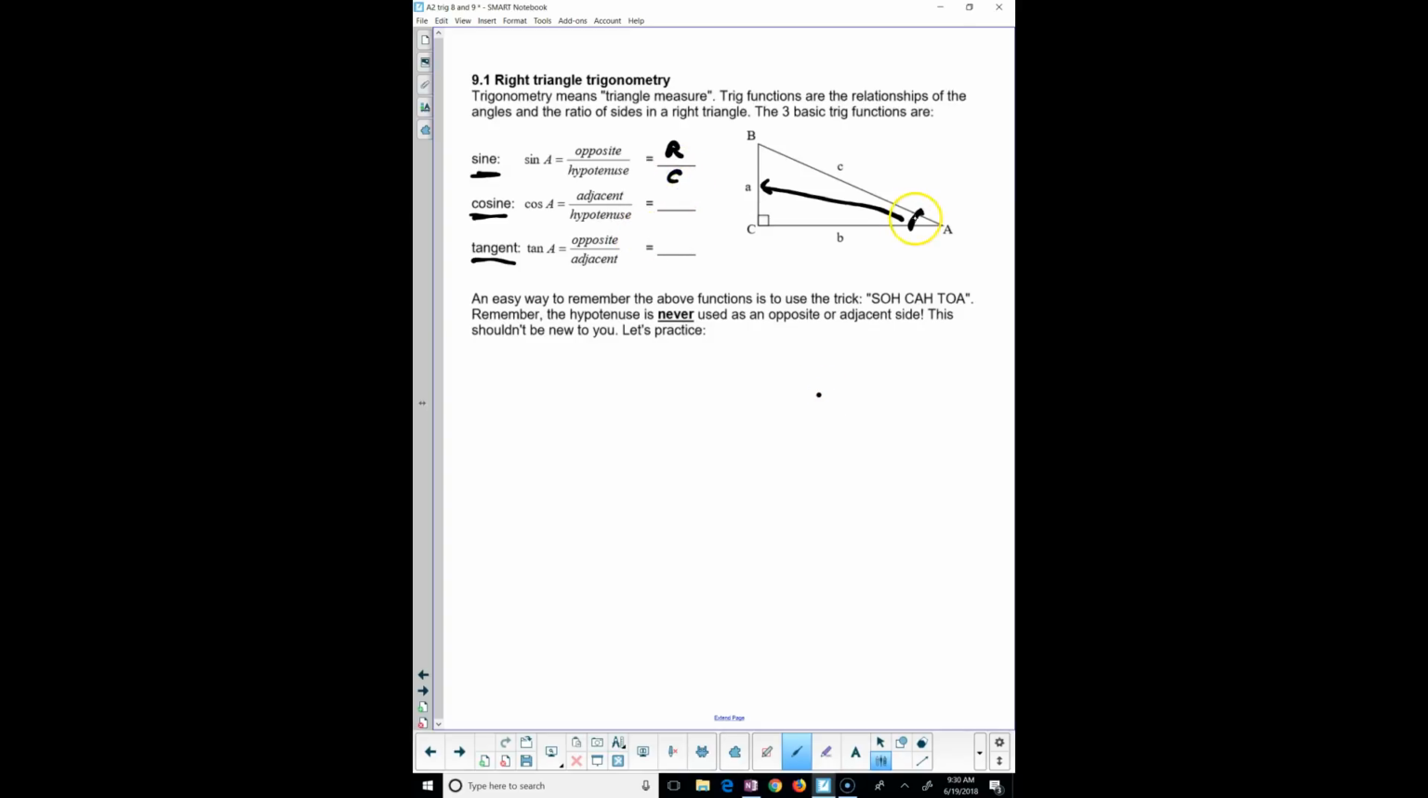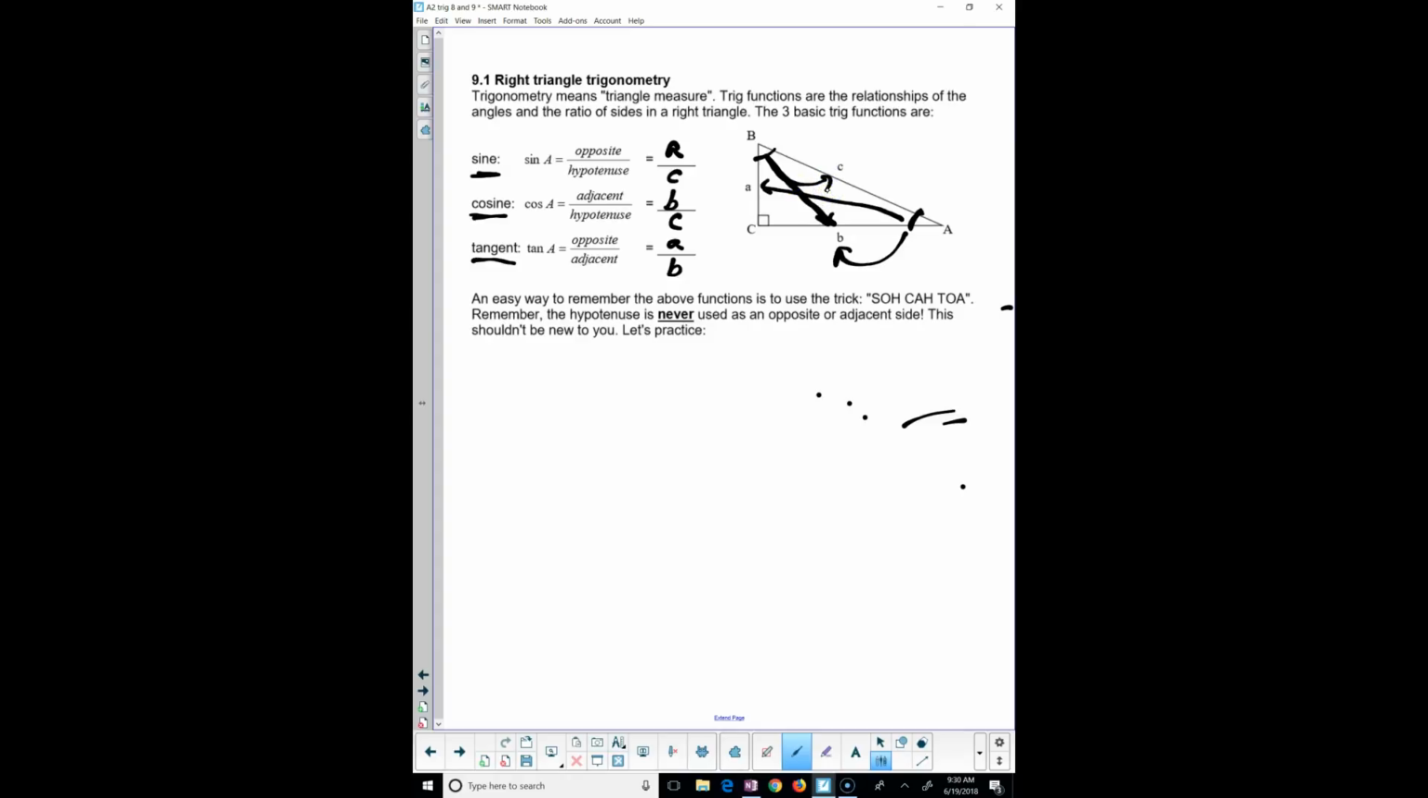Similarly, for cosine we look at the same angle, but now we look at the adjacent, which is letter B, and then the hypotenuse, which is C. Tangent is the opposite, or across from it, which is A, and the adjacent is B. One of the most important realizations is that if we change to angle B, these ratios will flip. Notice how sine becomes the opposite over the hypotenuse, B over C. It actually becomes the cosine of A.